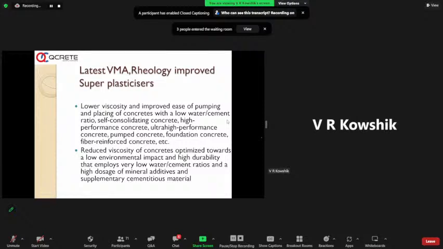Reduced viscosity of concretes optimized towards a low environmental impact and high durability, and employs a very low water cement ratio. That is the key actually. So these admixtures have become an engine, I can say, for making these self-compacting concretes, where the percentage of self-compacting concrete is slowly moving up, and probably one day we will see self-compacting concrete everywhere.